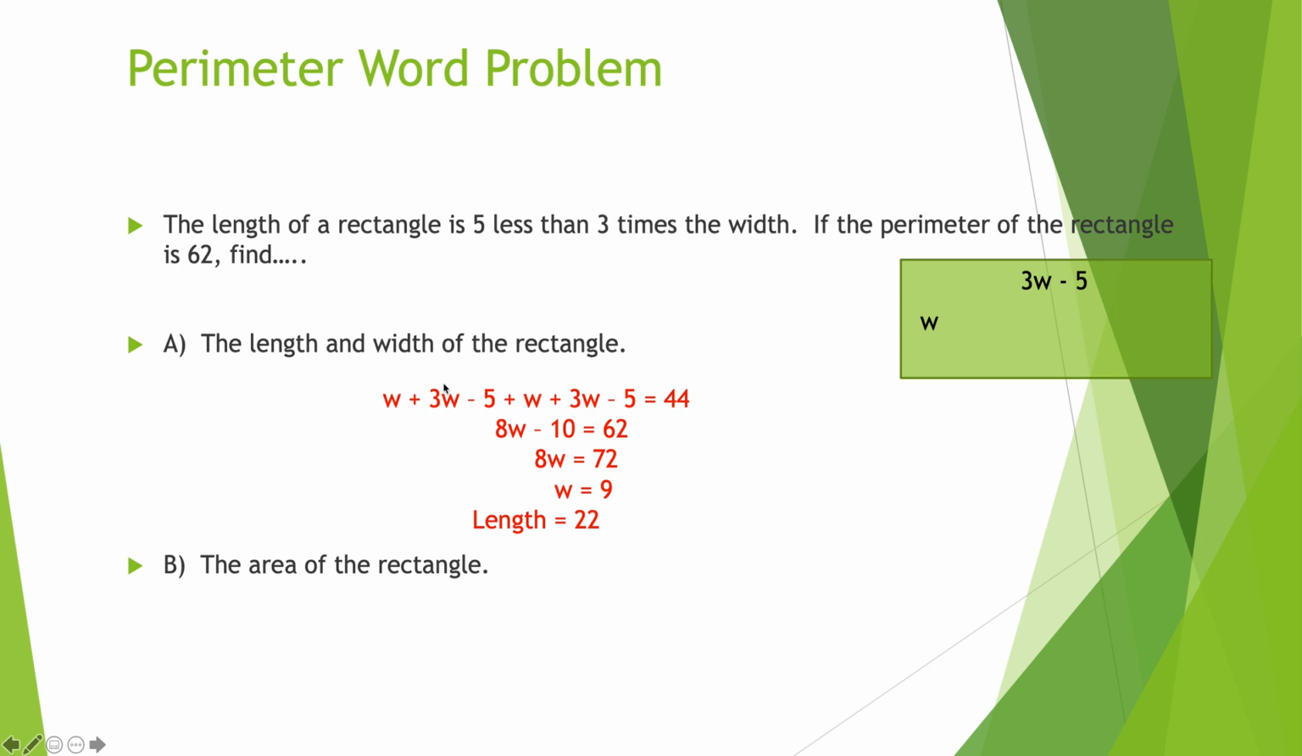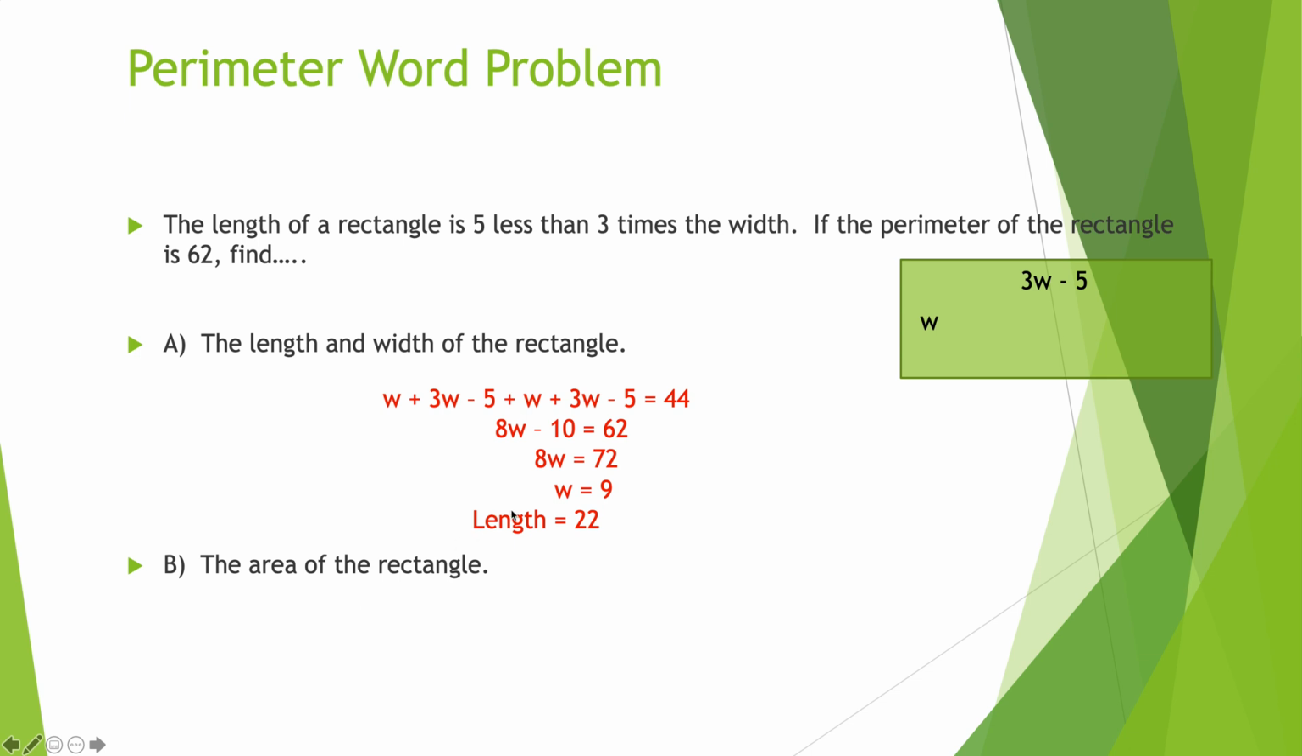That's 1, 4, 5, 8 w's. 5 negatives and 5 more negatives is 10 negatives. So 8w minus 10 is 62. Adding 10 to both sides, 8w is 72. Dividing by 8, and I get w is 9.